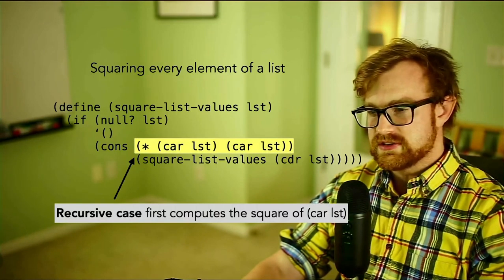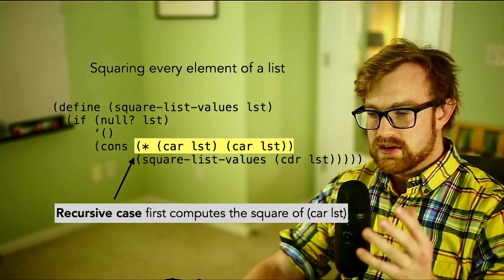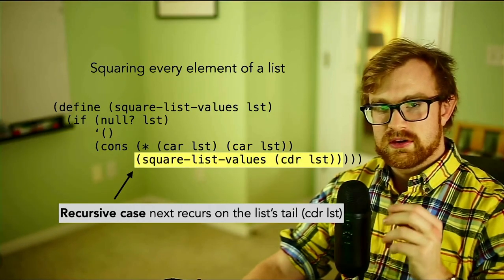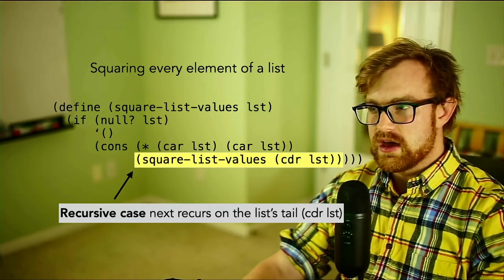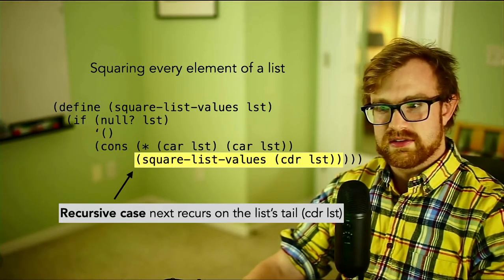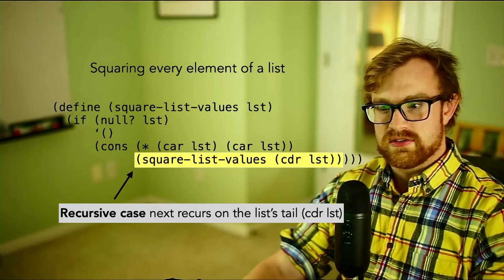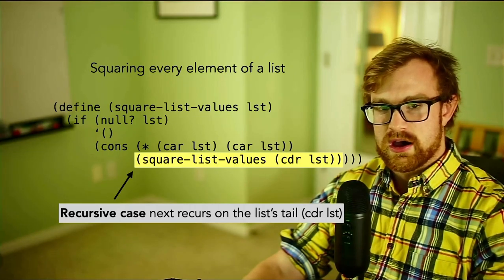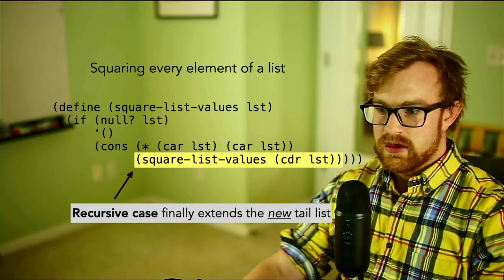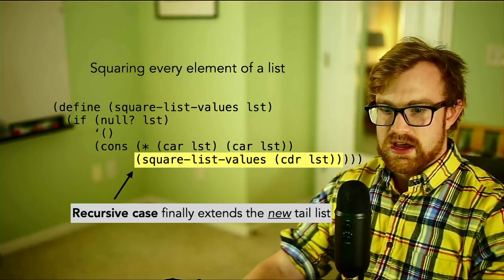Otherwise, if it's not the empty list, it's a cons. So I'm going to square the car, the first element of the list, and then I'm going to compute the rest of the squares. So how do I do that? Well, I just use recursion, so I'm going to say compute the square of the rest of the list. I'm going to assume that square list values then gives me a list of all of the squares of the rest of the elements. What I'm going to do is use cons to tack that first element, now having been squared, onto the front of it. So the recursive case finally extends that new tail list by this first element.